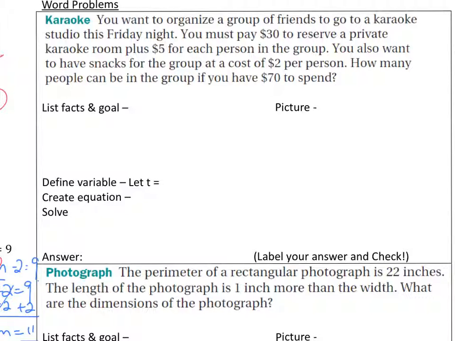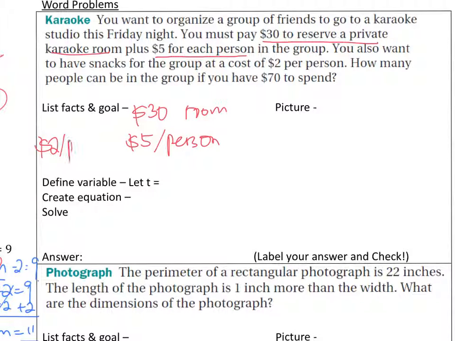Karaoke. You want to organize a group of friends to go to a karaoke studio this Friday night. You must pay $30 to reserve a private karaoke room, plus $5 for each person. So $30 for the room and $5 per person. You also want to have snacks for the group at a cost of $2 per person. So $2 per person for snacks.